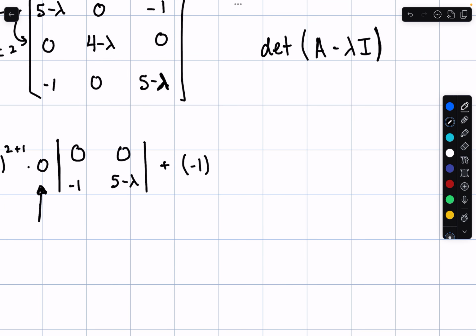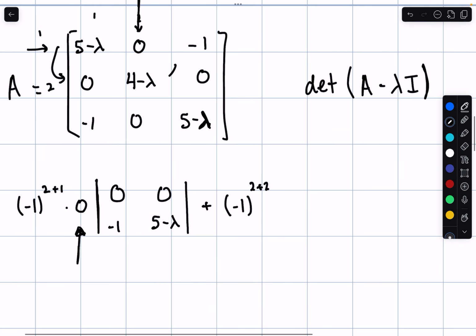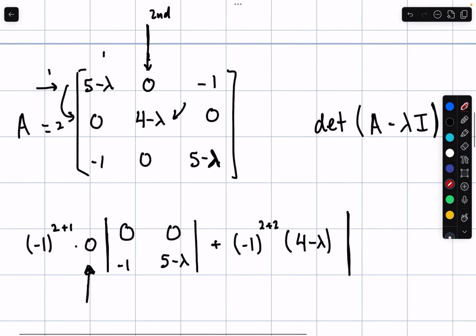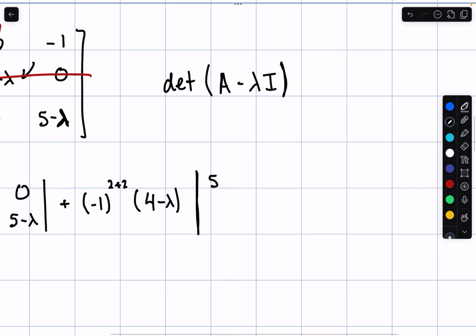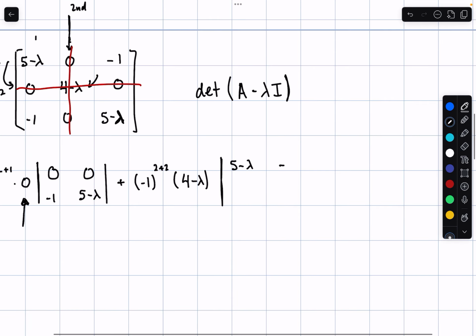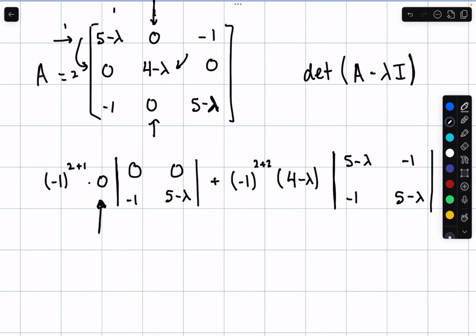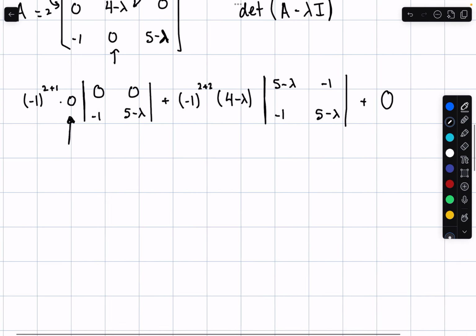So we're doing -1 to the power of 2 plus 2 times this value right here, so times 4 minus lambda, times the determinant of whatever's left. So if we cross this out, we get the determinant of 5 minus lambda, -1, -1, and 5 minus lambda. And then again, this last step here, we're left with another 0. So we could go through the work again, but we know we're just going to be multiplying by 0, so it's going to end up being 0.